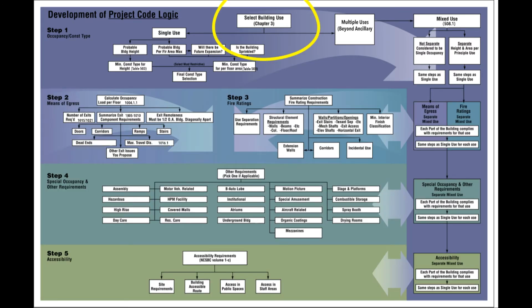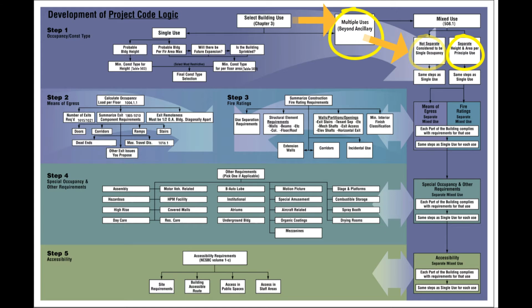affect a project. The first distinction that we need to make is related to the building use. Our project can either be a single-use project or a multiple-use project, and by definition, a mixed-use project will be multiple uses. Once we determine that we have multiple uses, we need to decide whether we're going to treat them as separated or not separated.